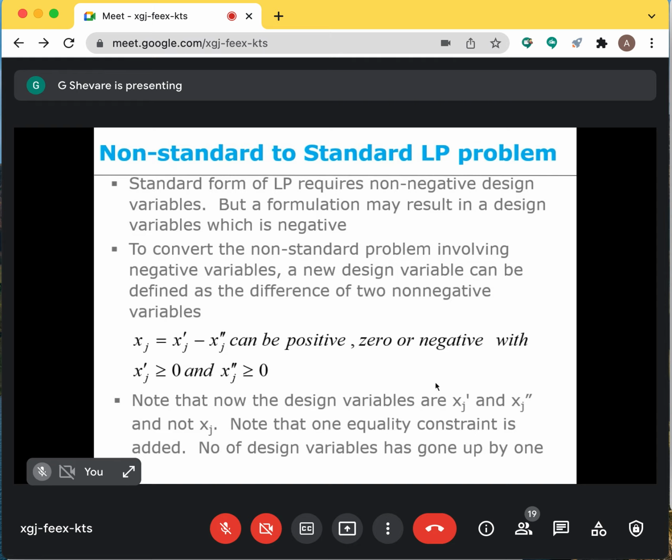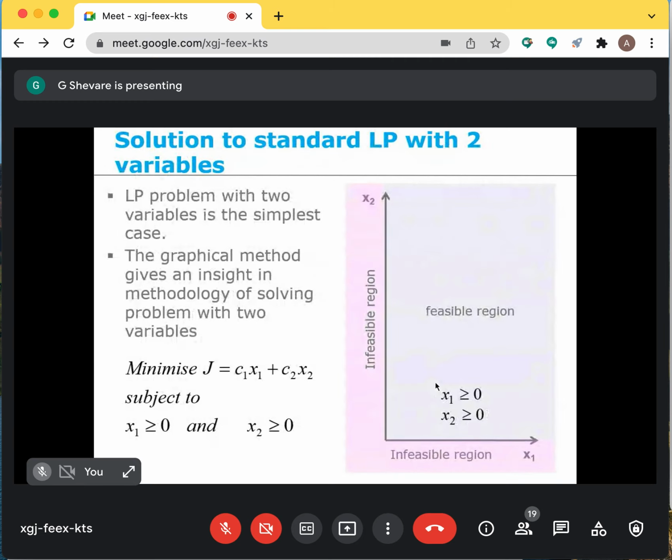So what I am trying to indicate is that converting a non-standard form to standard form doesn't restrict the scope of the linear programming methodology. It's possible that a non-standard form can be converted into standard form without creating any restriction on the utility of the method. Anyway, having said this, let us look at the solution to the standard LP problem with two design variables.